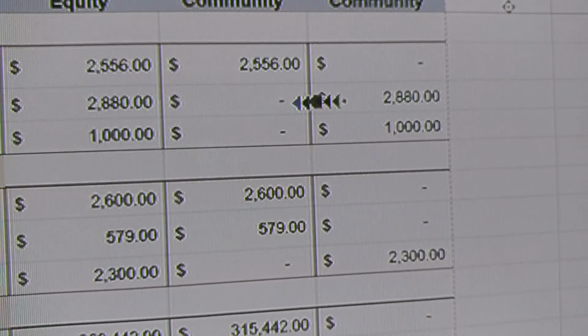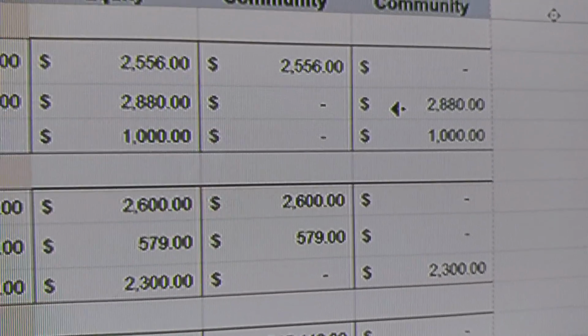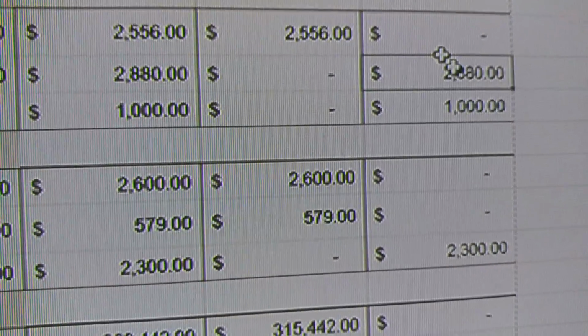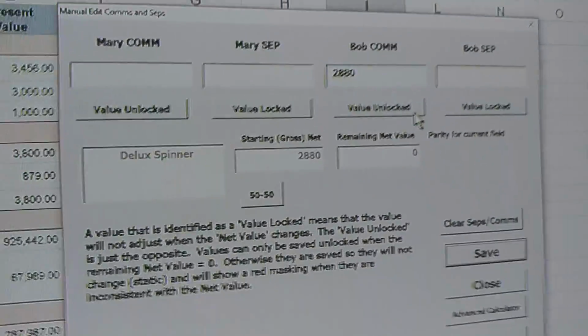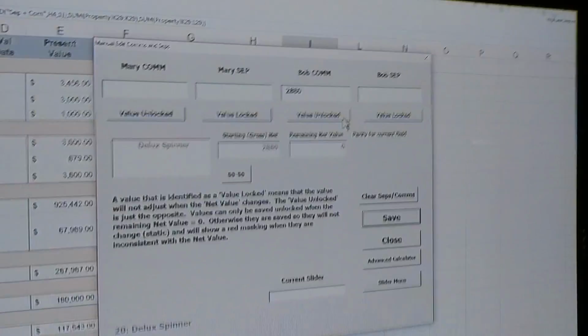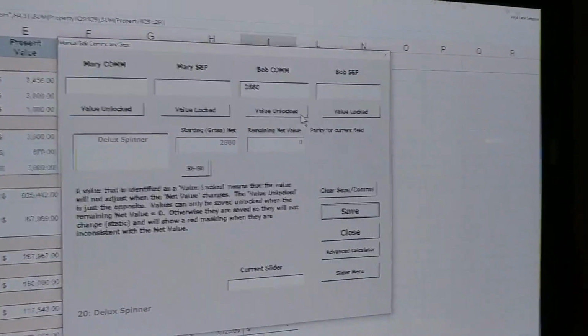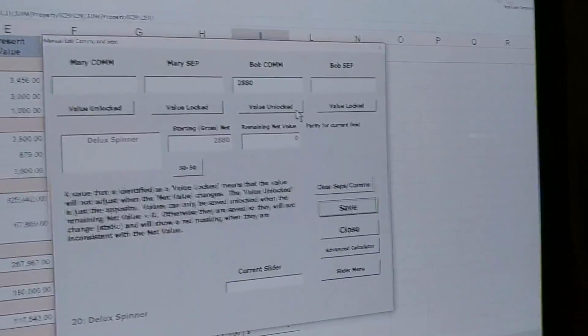As we come down, let's double click that anyway, the 2880 for Bob. Does this look familiar to you? It's your calculator. If you wanted to, you could turn it over to her. Fact is, she kind of thought she'd like to have it.